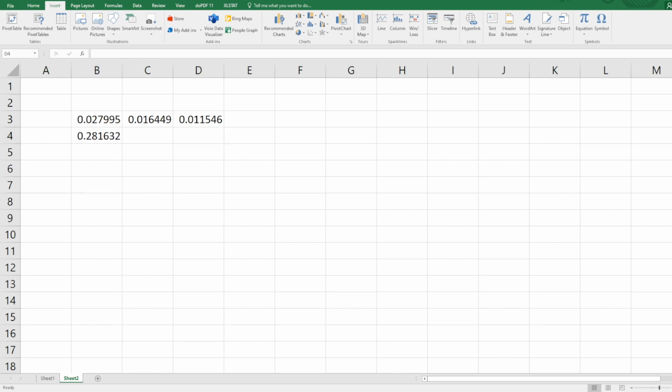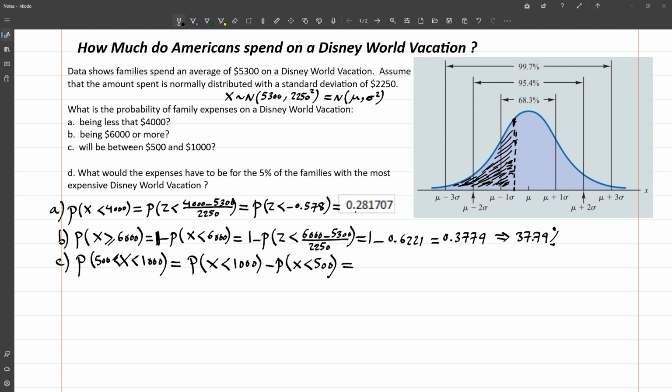So the answer is 0.0115. What this means is there is roughly a 1.15% chance that the family expense on this trip is going to be between 500 and 1,000, pretty low.